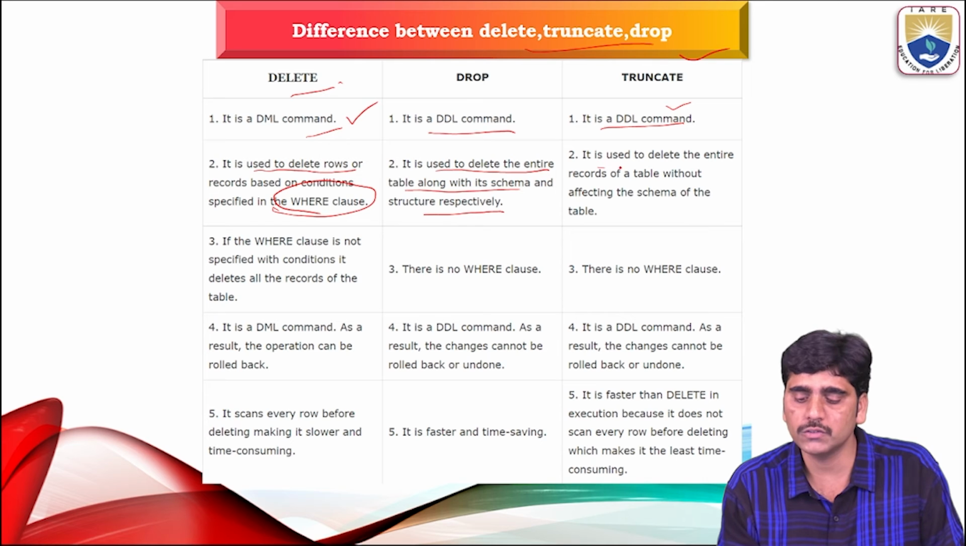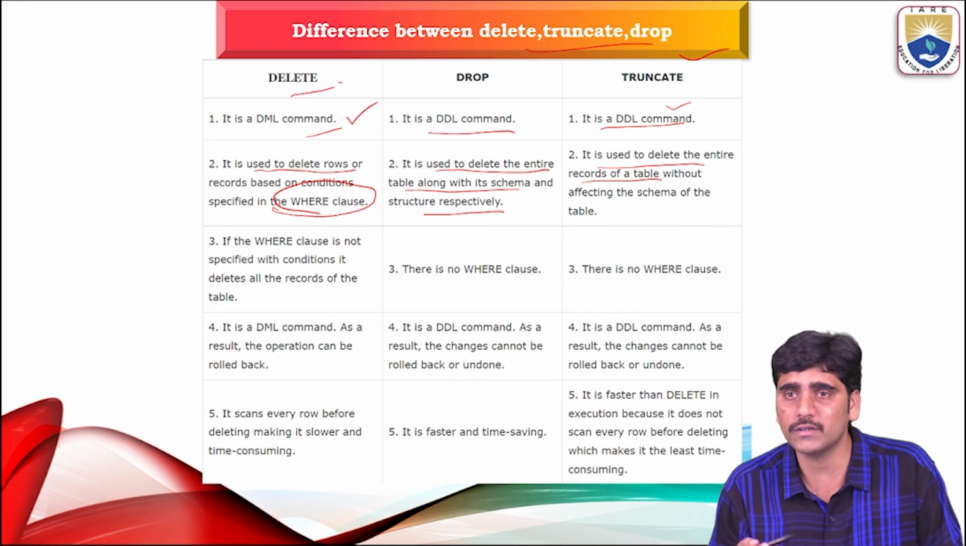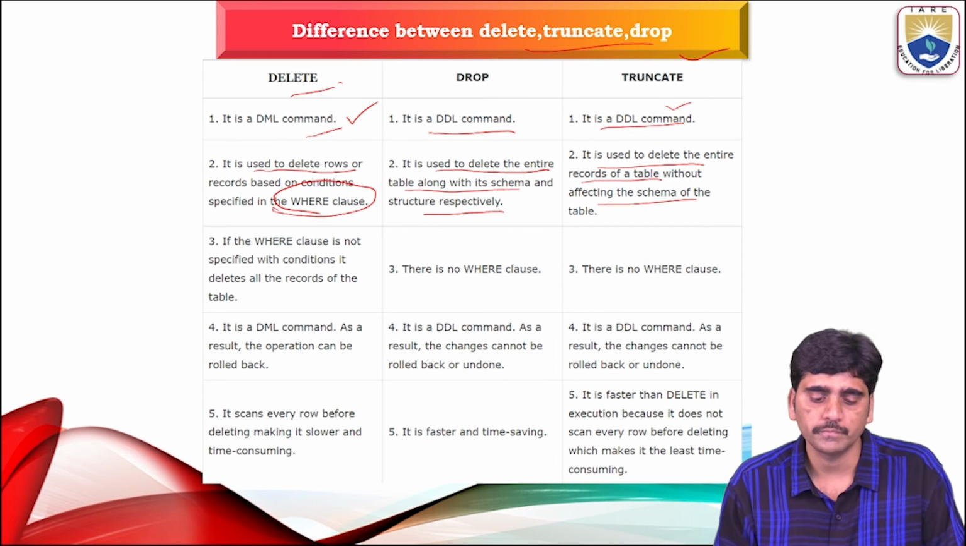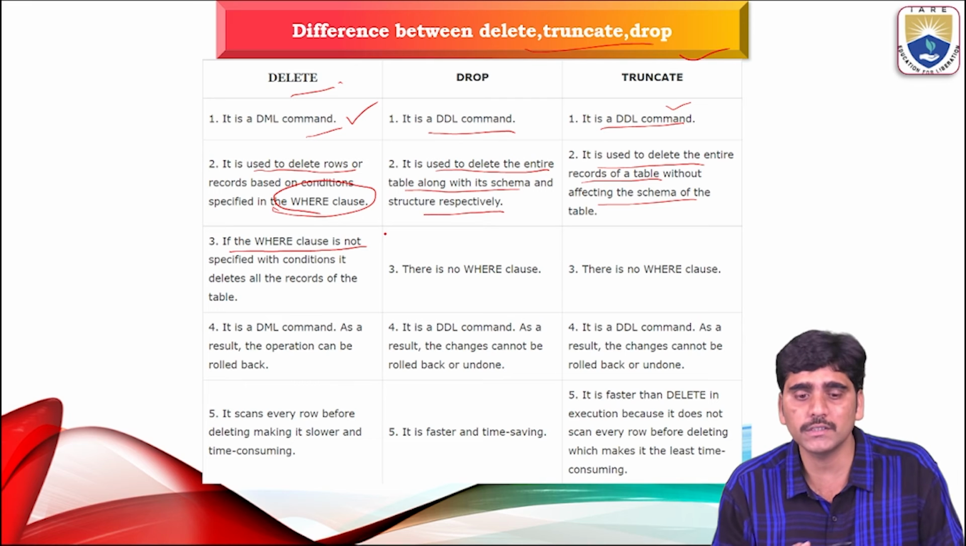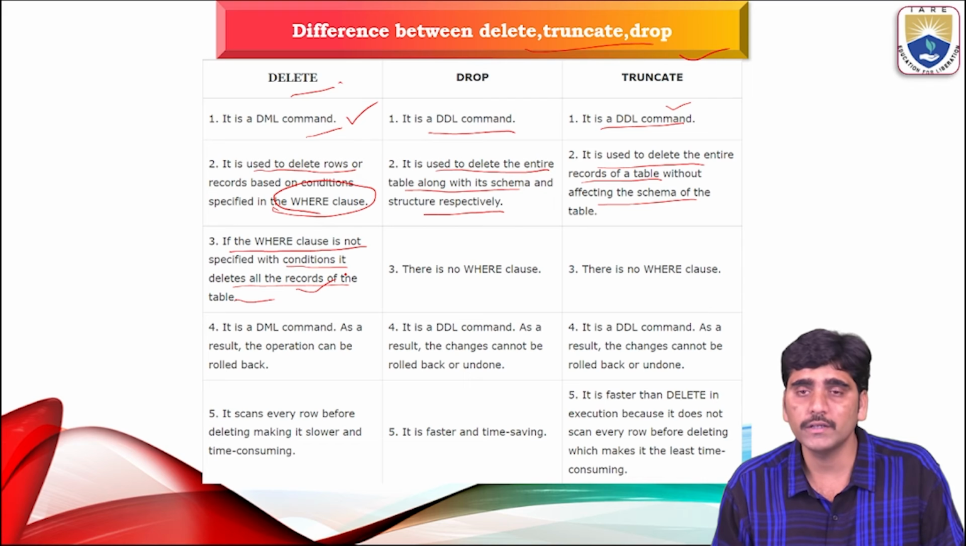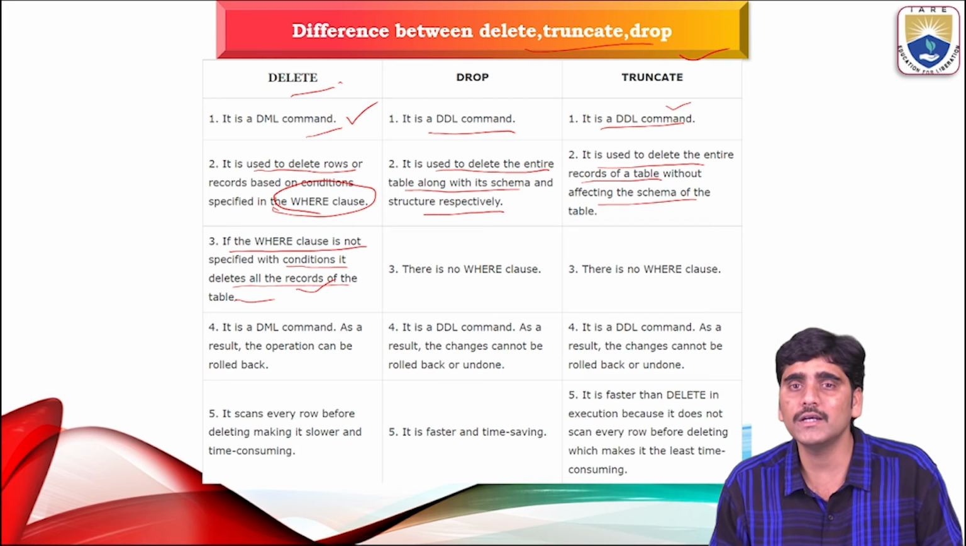But truncate is used to delete all the records of a table. The table will not be deleted, but the records of the table will be deleted without affecting the schema of the table. If the where clause is not specified with conditions, all the records of the table will be deleted. So if you do not specify the where clause in the delete operation, indirectly you are deleting all the records. If you specify a condition, you are going to delete only that particular record.